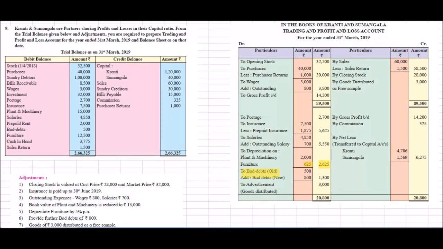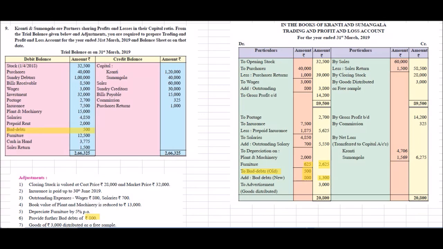Next is bad debts. Bad debts old is 500 rupees, and add bad debts new. So there is an adjustment for the bad debts, that is provide for bad debts of 800 rupees, that we are adding with the old bad debts. So 500 rupees plus 800 is 1,300 rupees.